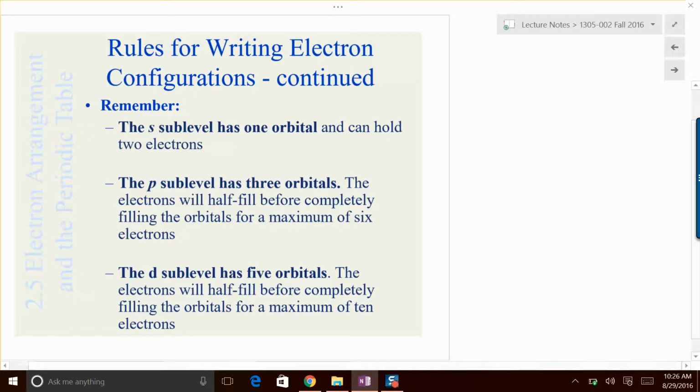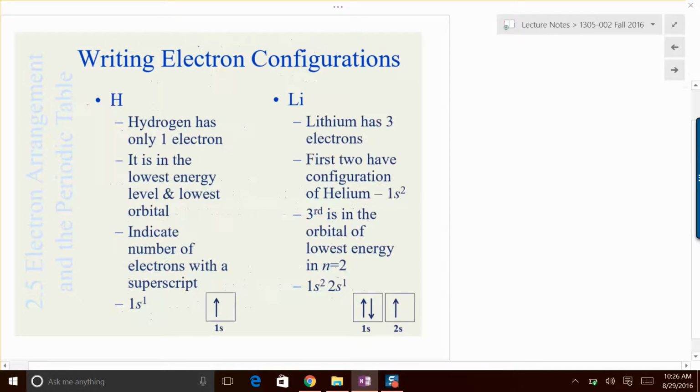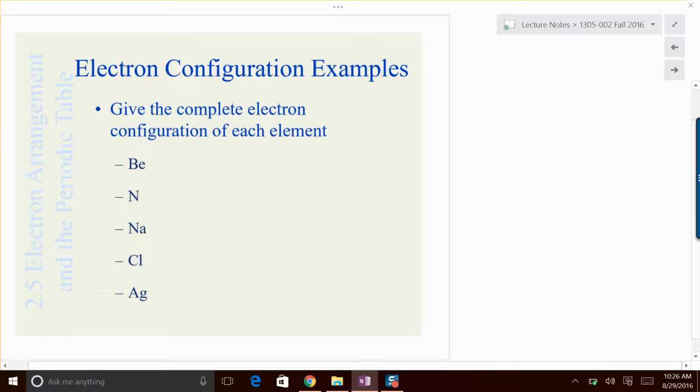The s sublevel has 1 orbital. The p sublevel has 3. The d has 5. I think we're okay with that. Here are some orbital diagrams of hydrogen, lithium: 1s up, down. 2s has 1 up for lithium. So we're going to write some electron configurations here for these elements. The orbital diagrams we're not really going to work with a lot. More it's this, what we're going to do here: writing the electron configuration.